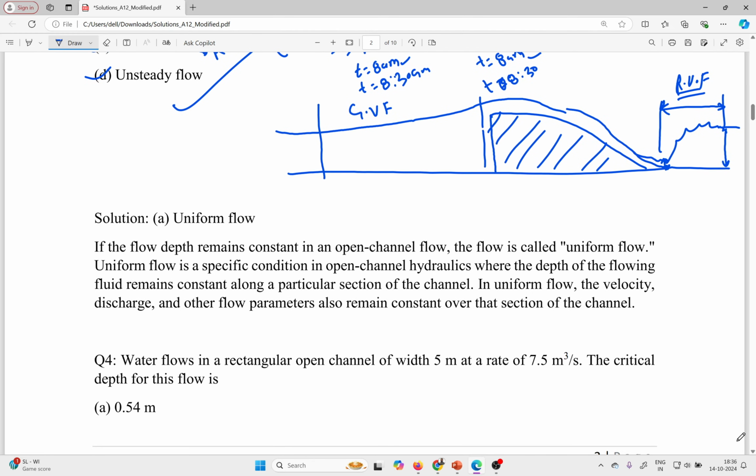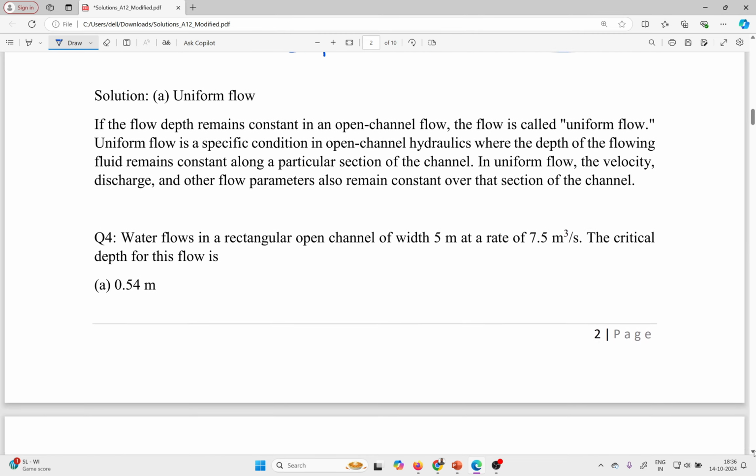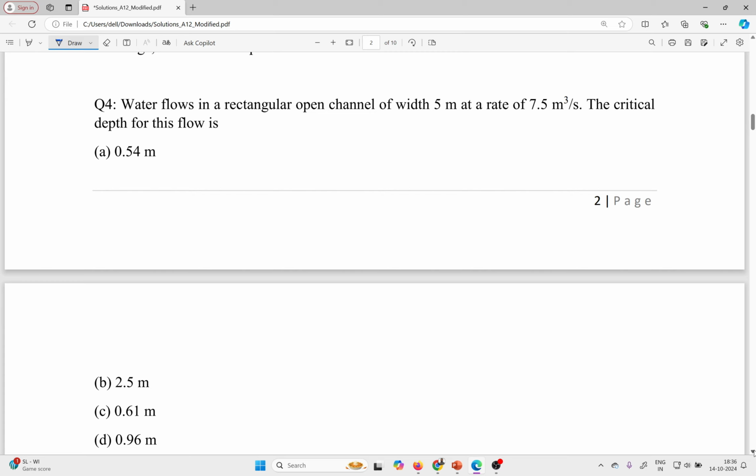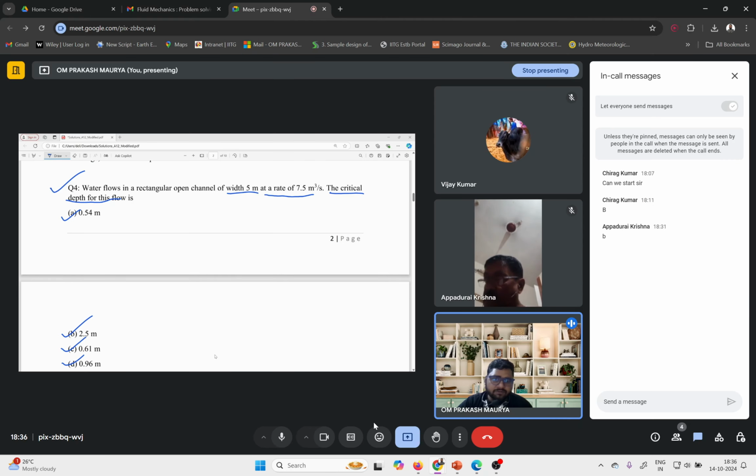Next question is one numerical, very short numerical. Water flows in a rectangular open channel with 5 meter width at a rate of 7.5 meter cube per second. The critical depth for this flow is: option A 0.54 meter, option B 2.5 meter, option C 0.61 meter, option D 0.96 meter. So please try to give your answer in the chat box for question number 4. Very easy question.